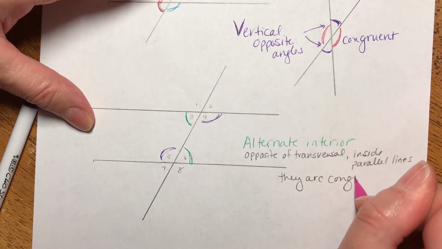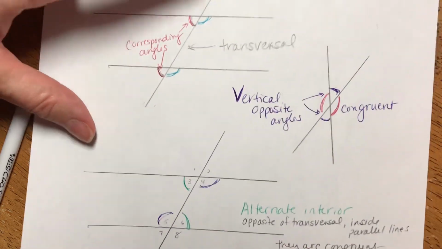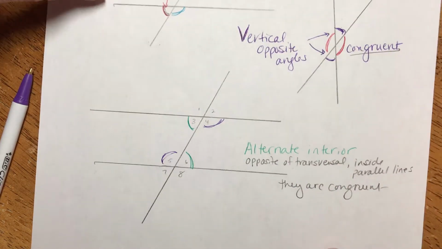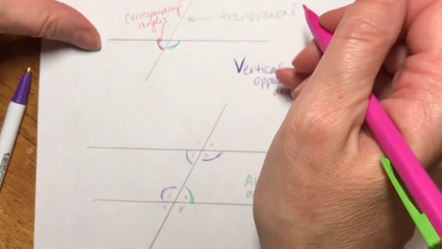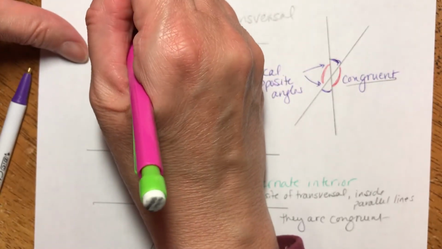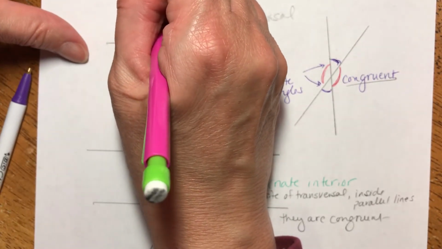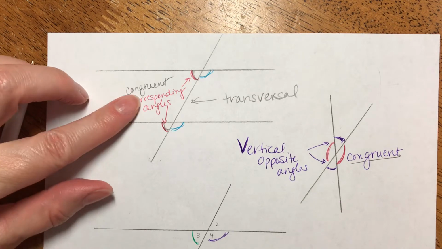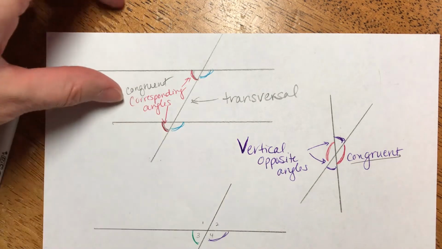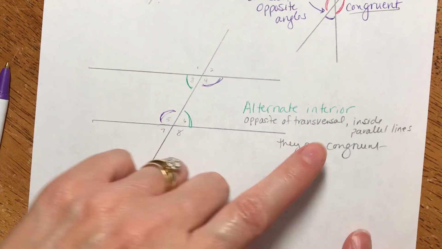Oh, look, we should go back and add that to vertical. Oh, I did that. Vertical angles are congruent. Corresponding angles are congruent. Okay, so I added that to that. So these are congruent to each other, and these are congruent to each other.